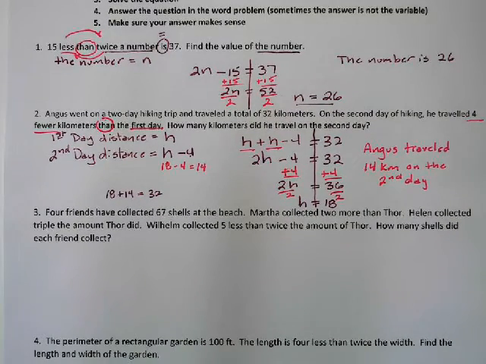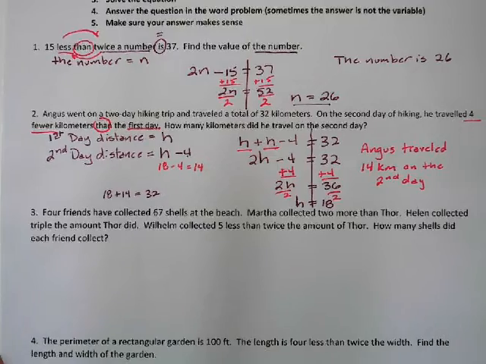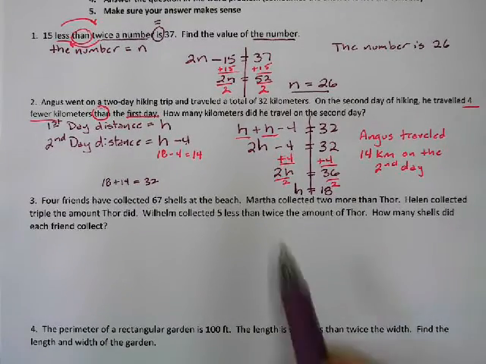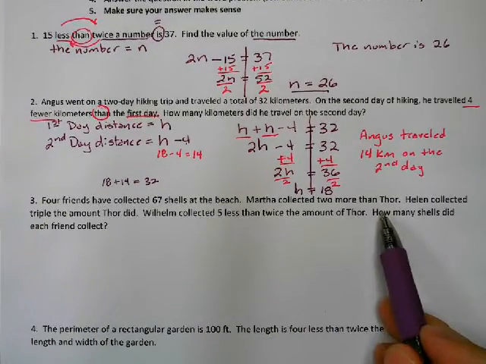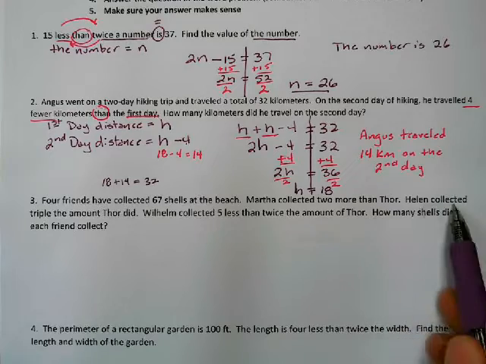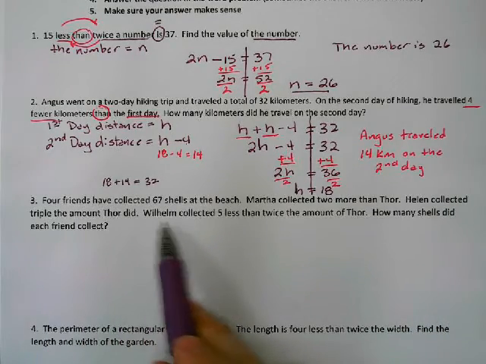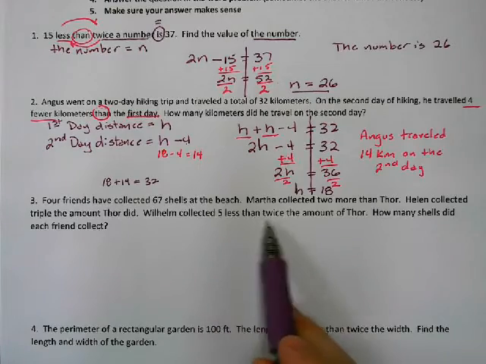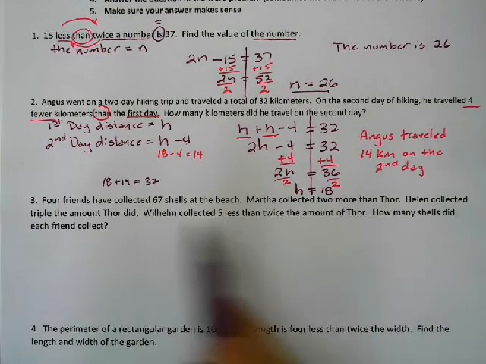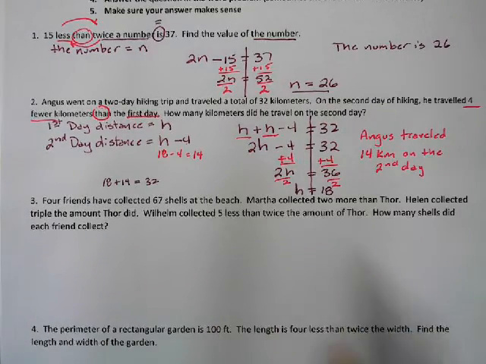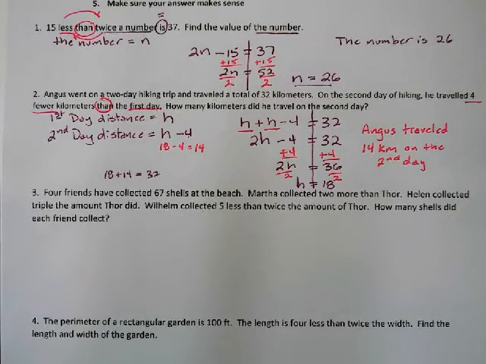4 friends have collected 67 shells at the beach. Sounds like a good day. Martha collected 2 more than Thor, the god of thunder. Helen collected triple the amount of Thor. Wilhelm collected 5 less than twice the amount of Thor. How many shells did each friend collect?